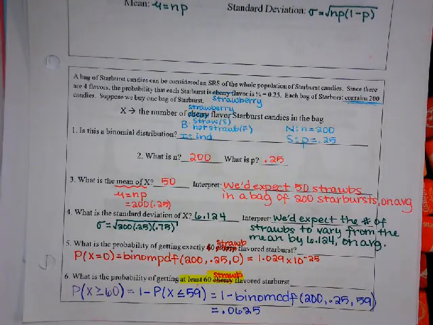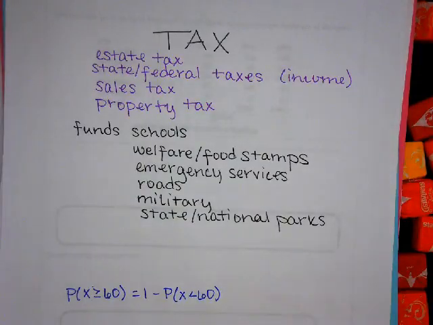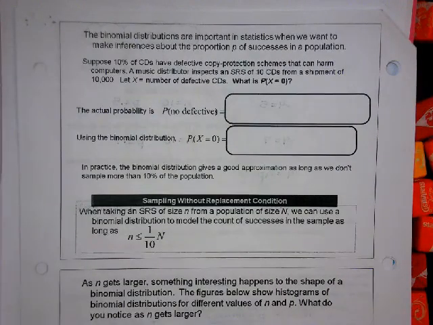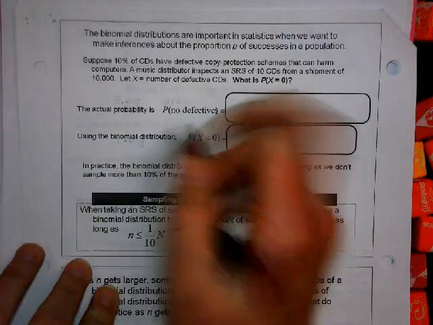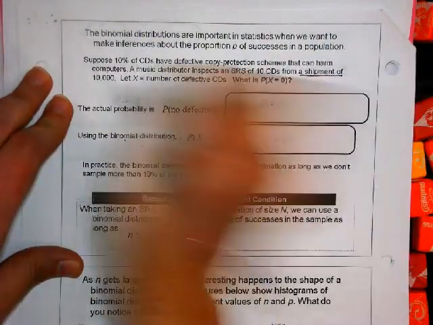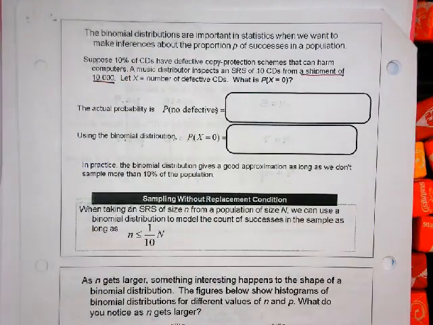Some information, and I'm going to go through this relatively quick. If we were looking at a shipment of 10,000 CDs, and we know 10% are defective, what's the probability that in an SRS of 10, I get no CDs that are defective?